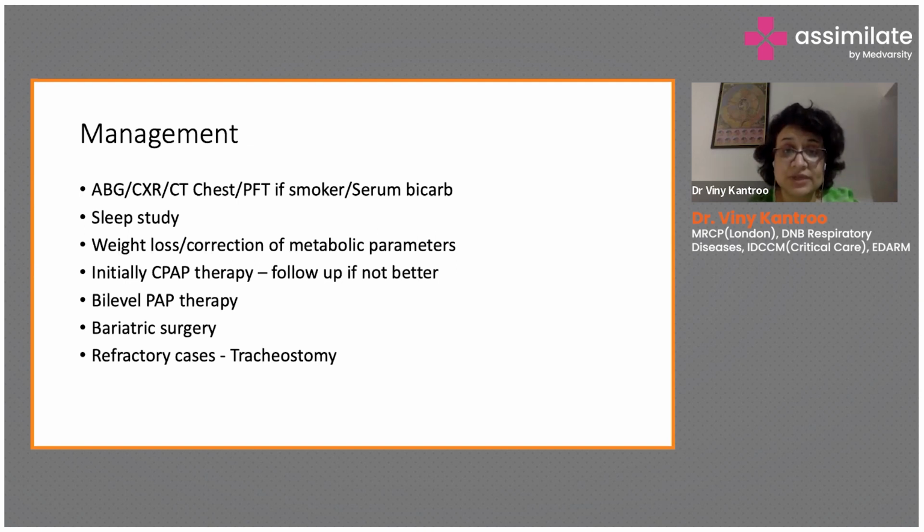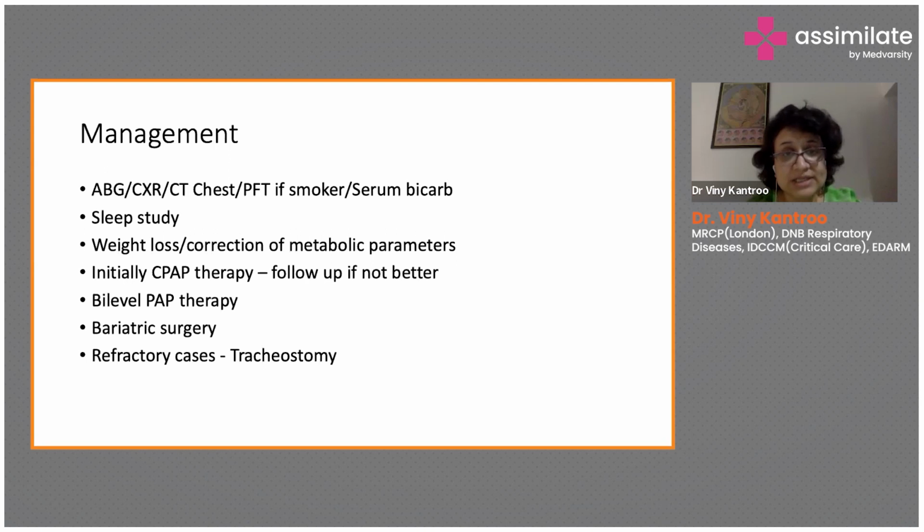The normal pH level is between 7.35 to 7.45. The normal levels of CO2 we consider is 35 to 45. On the other hand, the bicarb levels, which are normal, is 18 to 24. On oxygen, the PO2 level should be more than 80. That is the normal ABG value.